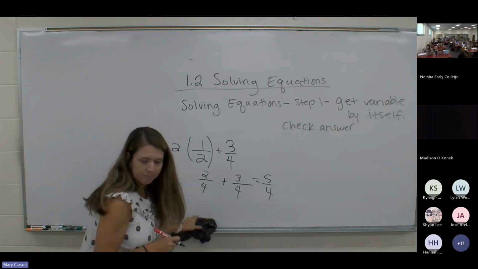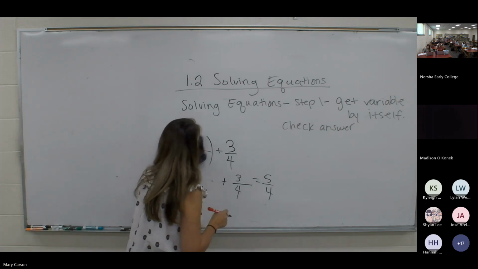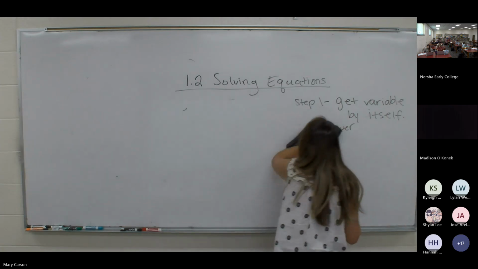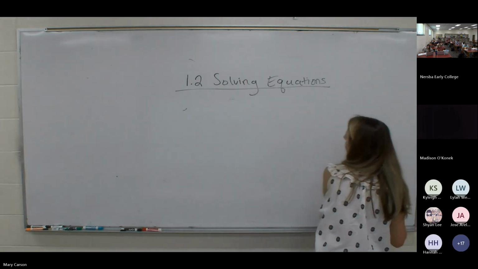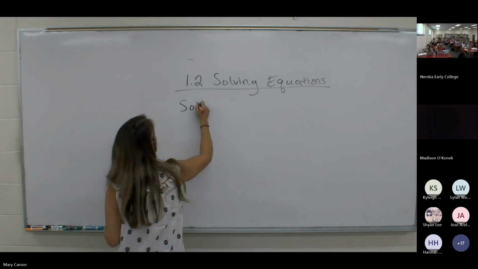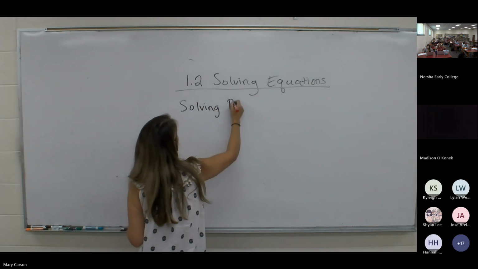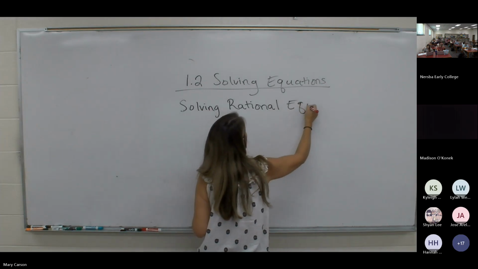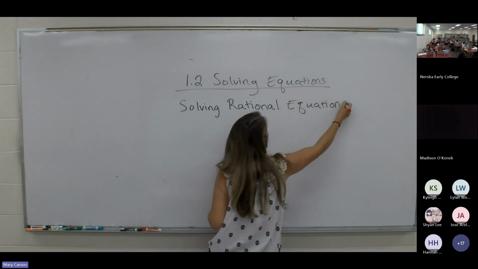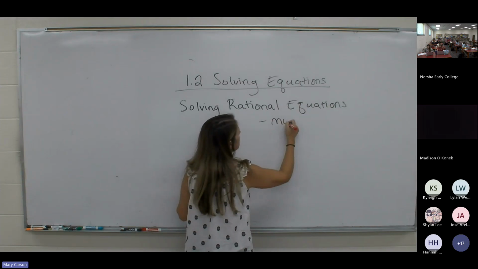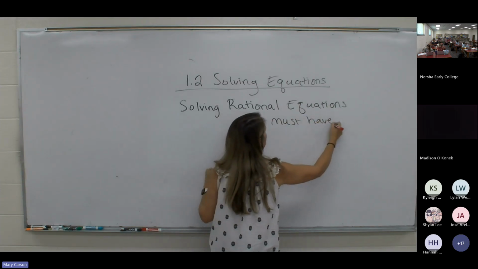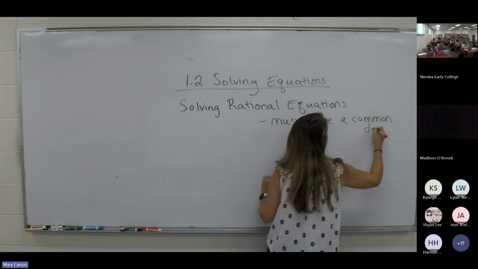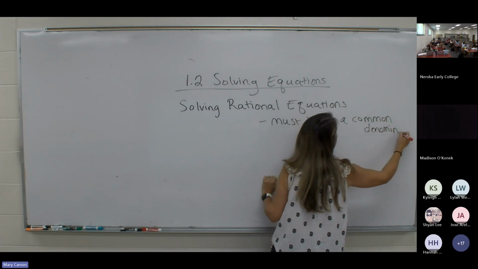All right, so let's look at one. We just said in solving rational equations, you must have a common denominator. And again, the denominator is the bottom number.